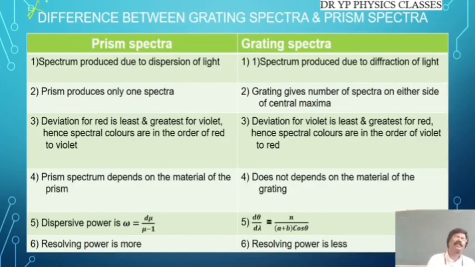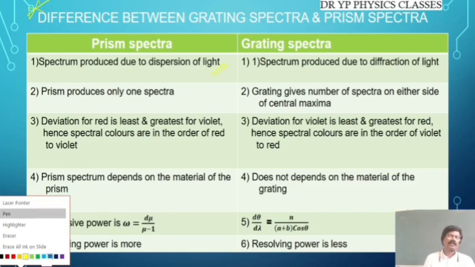Now let us come to another important question. What is the difference between the grating spectra and prism spectra? We have seen both the spectra. Spectra can be obtained using a prism and also using a grating. So in prism spectra and grating spectra, what are the differences? In prism spectra, the spectrum is produced due to dispersion of light.